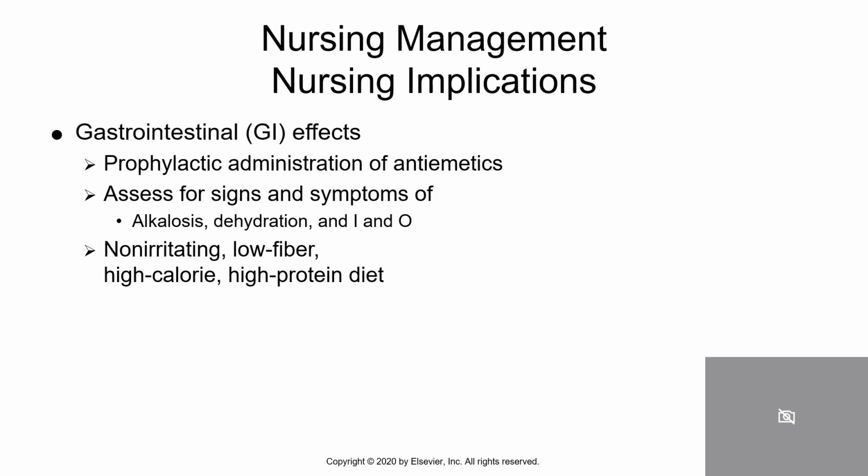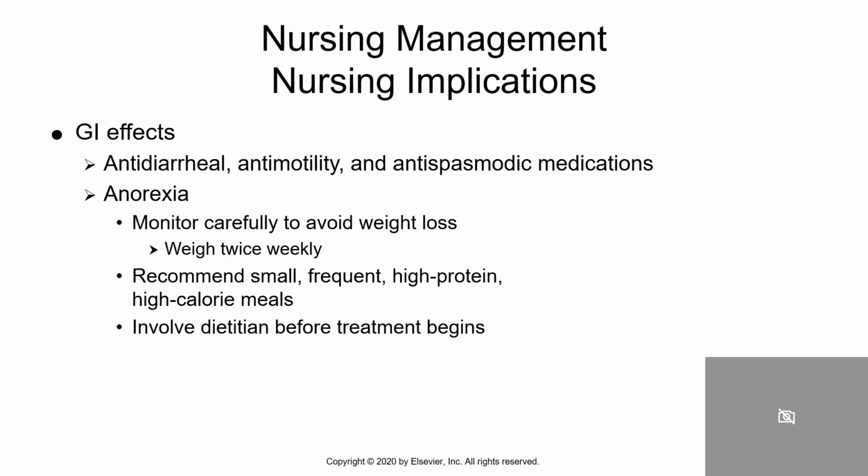And GI effects, including nausea, vomiting, diarrhea, constipation. You may intervene with prophylactic administration of antiemetics. So these patients may take an antiemetic prior to treatment. You want to be assessing for signs and symptoms of alkalosis, dehydration, making sure you're monitoring I's and O's, encouraging a non-irritating, low-fiber, high-calorie, high-protein diet. They may require anti-diarrheal or anti-motility, antispasmodic medications.